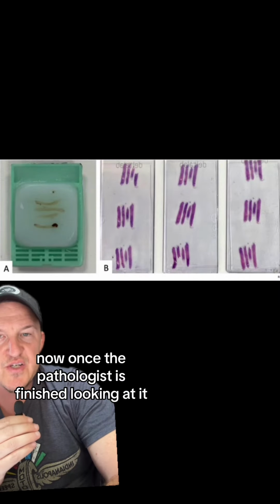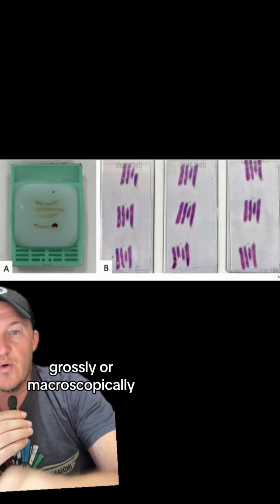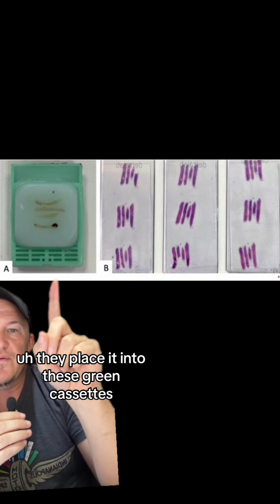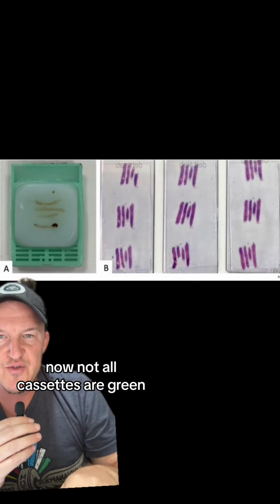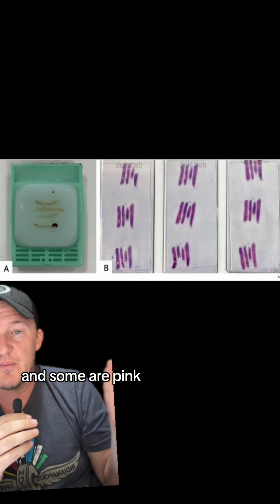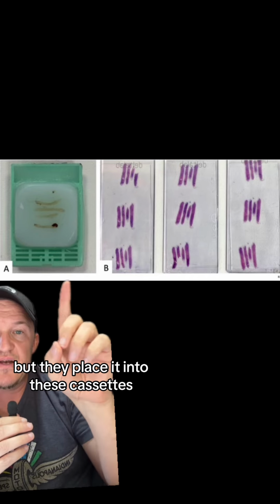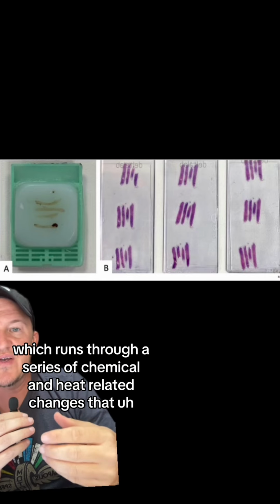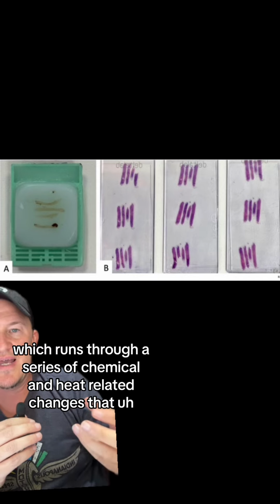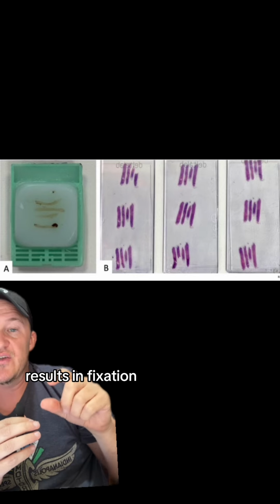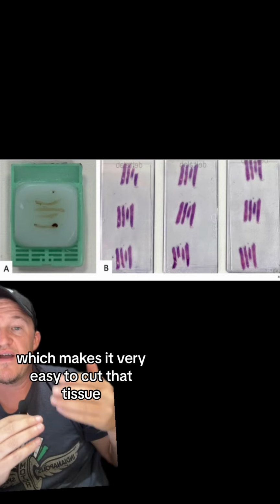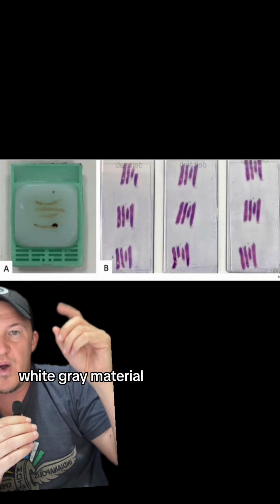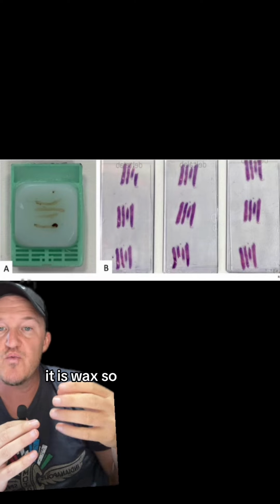Now, once the pathologist is finished looking at it grossly or macroscopically, they place it into these green cassettes. Now, not all cassettes are green. Some are white, some are blue, and some are pink. But they place it into these cassettes and it is placed into a processor, which runs through a series of chemical and heat related changes that results in fixation, which makes it very easy to cut that tissue. And you can see this kind of white gray material. That is paraffin. It is wax.